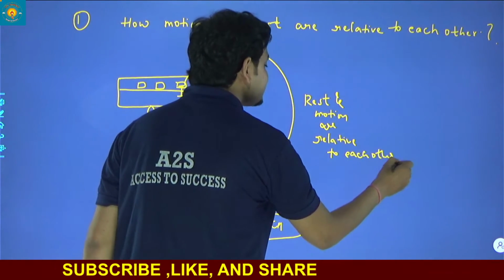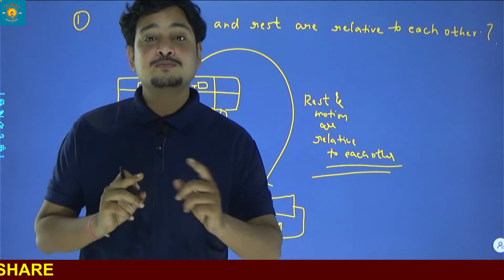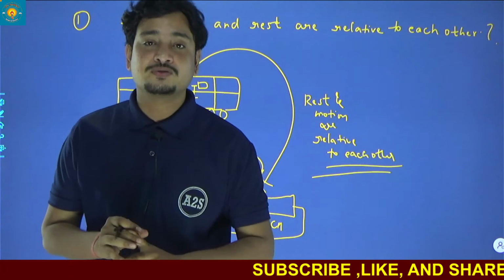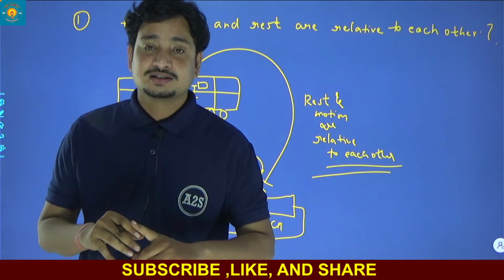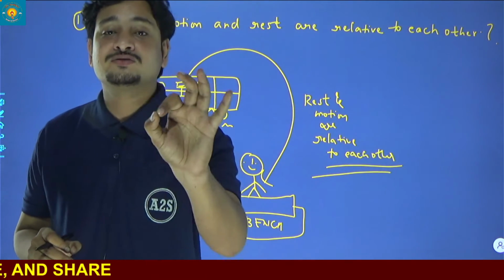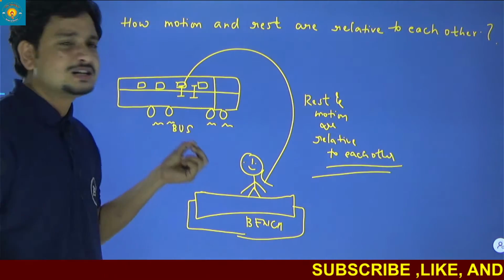It means rest depends on the motion and motion depends on the rest. They both can occur at the same interval of time. They can. Okay? And that is why we say that rest and motion are related to each other. But it is a simple example, very natural.